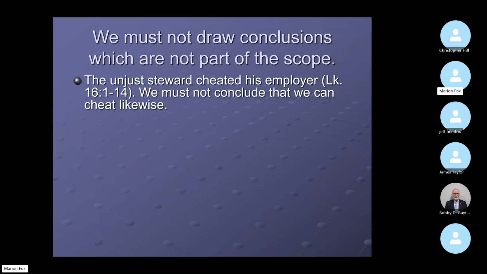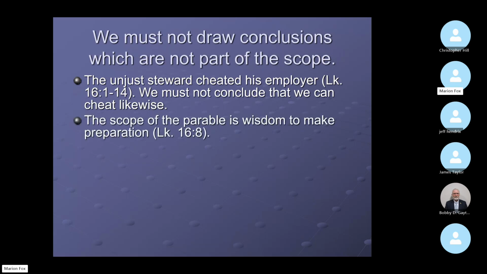We must not draw conclusions that are not part of the scope of the parable. The unjust steward, we say, cheated his employer. That's the claim here, so we need to look at that more carefully. But we must not conclude that we can cheat. If we think he cheated the employer, we must not conclude that we can cheat our employer. That's important. I think that parable needs to be looked at more carefully, and if we get to it, sometime we'll try to do that. The scope of the parable is wisdom to make preparation. That's in Luke 16:8.